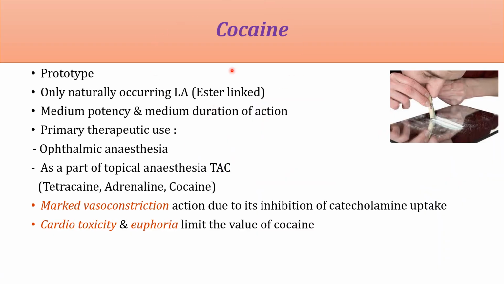First is cocaine. It is the prototype drug and the only naturally occurring local anesthetic agent, an ester-linked compound with medium potency as well as medium duration of action. Primary therapeutic use is ophthalmic anesthesia. As a part of topical anesthesia, tetracaine, adrenaline and cocaine can be used. Marked vasoconstriction due to inhibition of catecholamine uptake, and cardiotoxicity and euphoria, limit the value of cocaine.